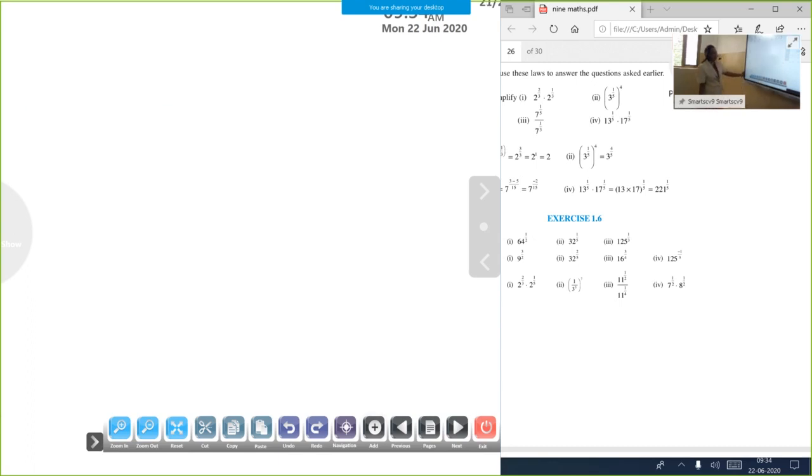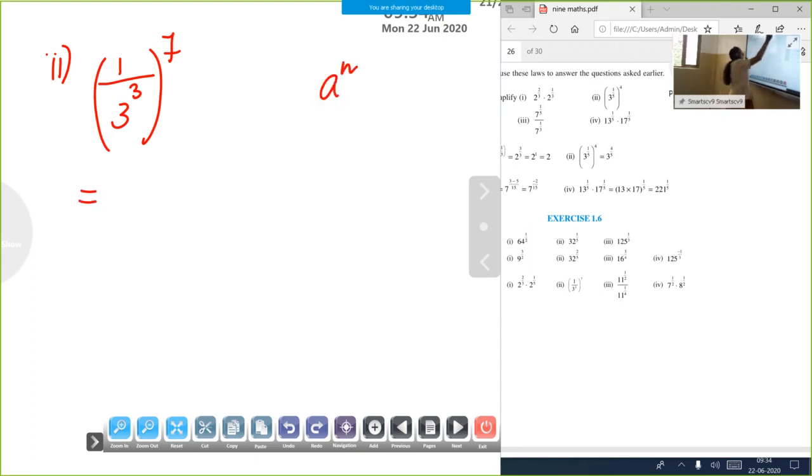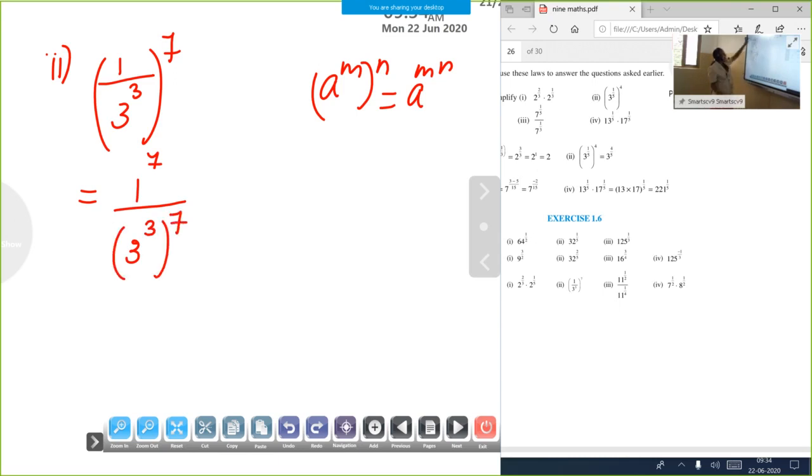Next one. In the second question, 1 by 3 raised to 3, the whole raised to 7. This is of the form a raised to m, the whole raised to n, which equals a raised to mn. Then same way, 1 raised to 7 divided by 3 raised to 3, the whole raised to 7. This way we can split it.